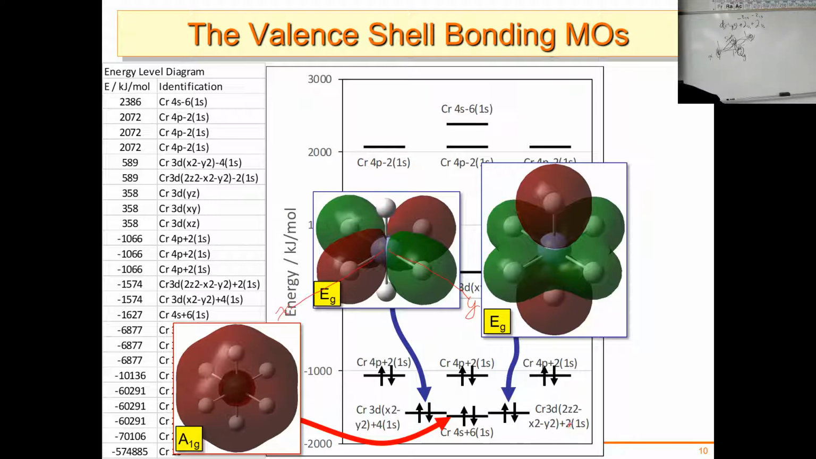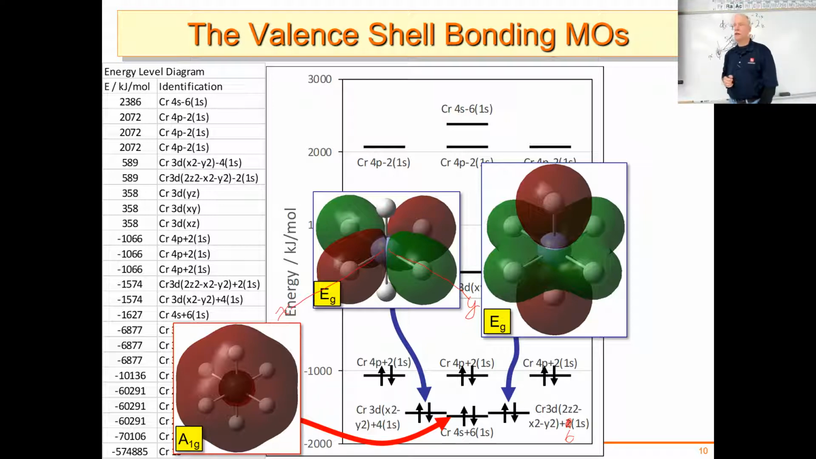Probably should be plus 6. So that might be a little mistake there, because there's 6 1s orbitals that are in phase with that orbital. There were a whole lot of little things to type on these slides. So plus 6 1s. All 6 of those hydrogens are in phase with that dz squared minus x squared minus y squared orbital, and so they're all in phase and all bonding.